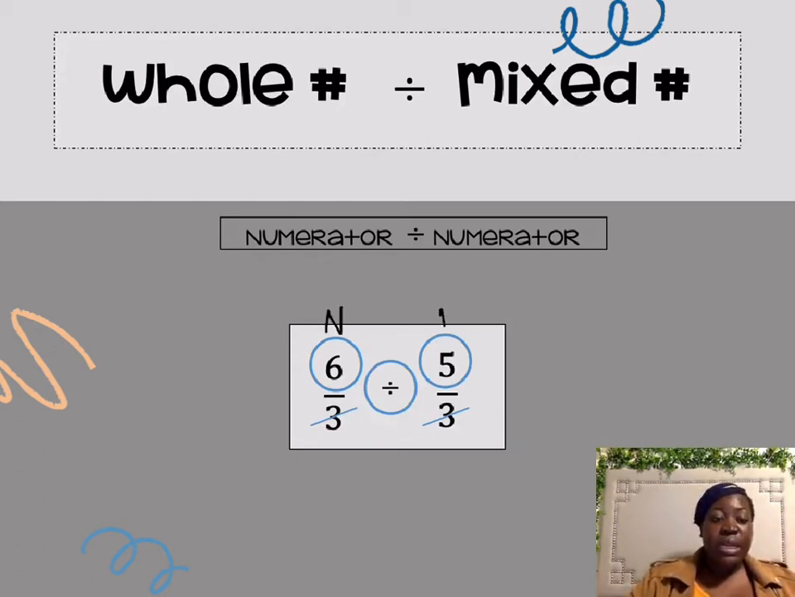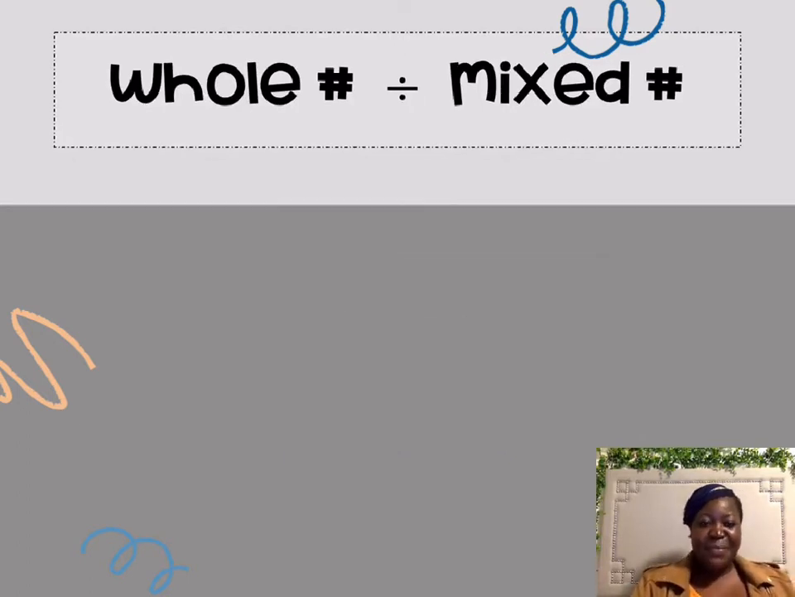The number on the left, which is our 6, is our numerator. And the number on the right, which is our 5, is our denominator. Remember the formula: you do numerator divided by denominator, even though these numbers are both in the numerator. But we need to write it as a fraction. So that's why the formula is this.